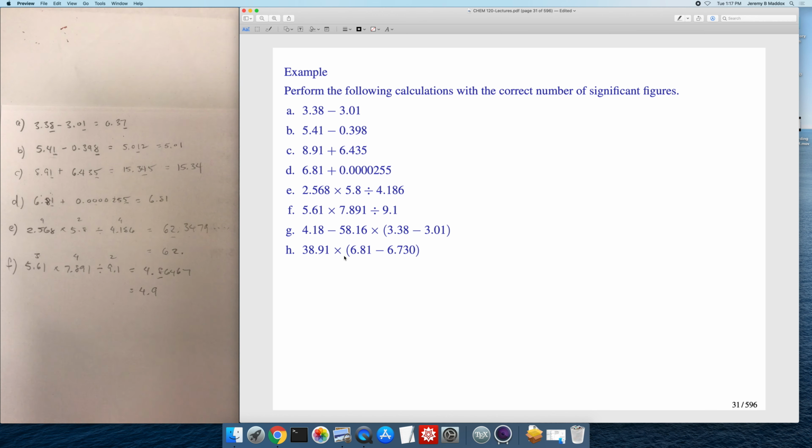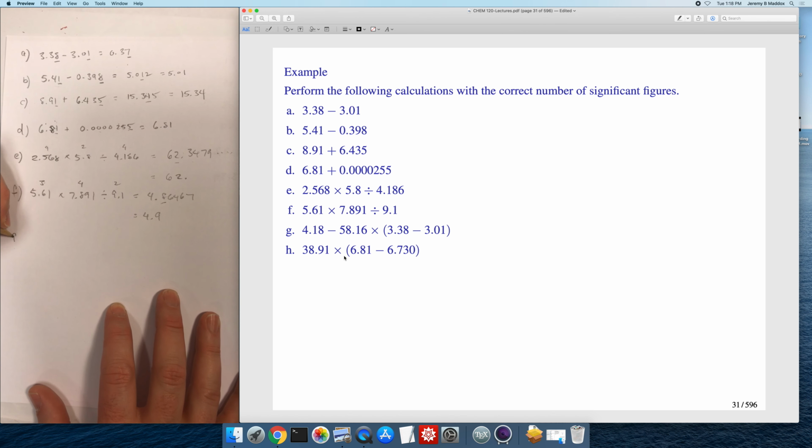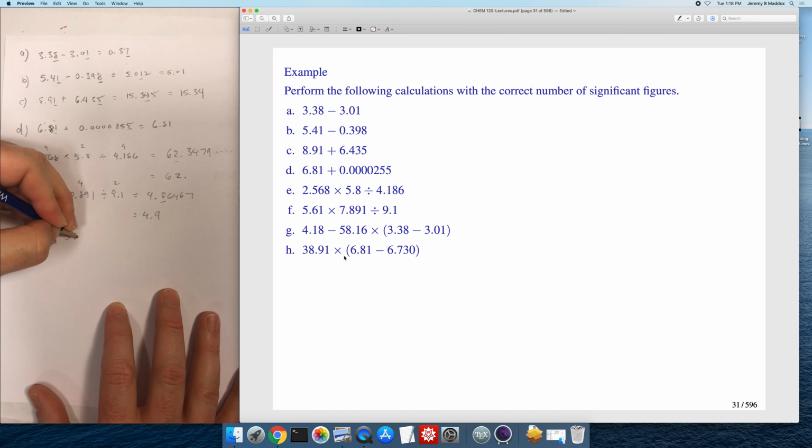In the next 2 problems, we are actually mixing addition and subtraction. So here you need to be a little bit more careful about how you do them. You need to just go slow and take it step by step. So I'm going to go ahead and copy this problem down.